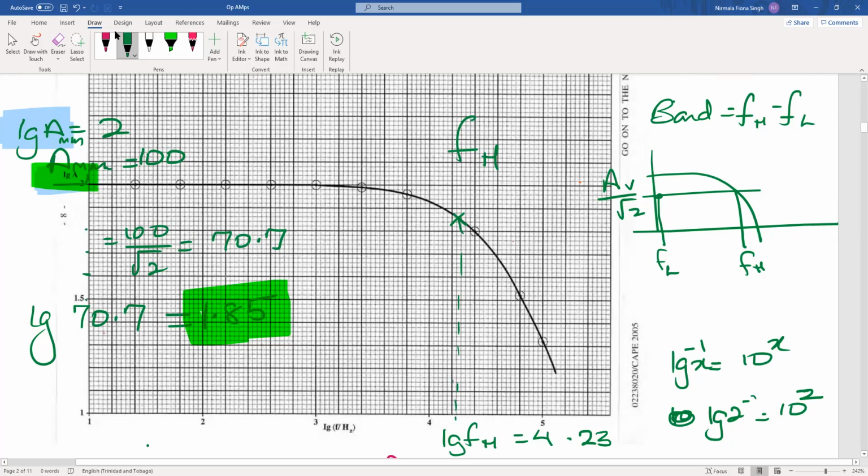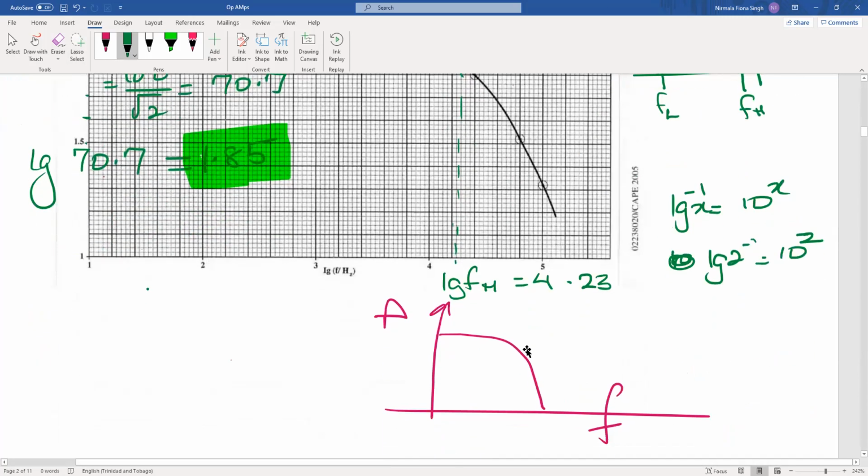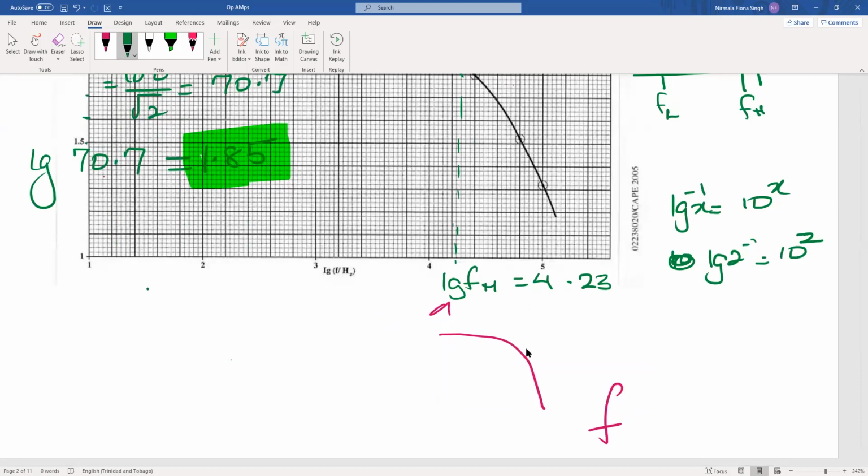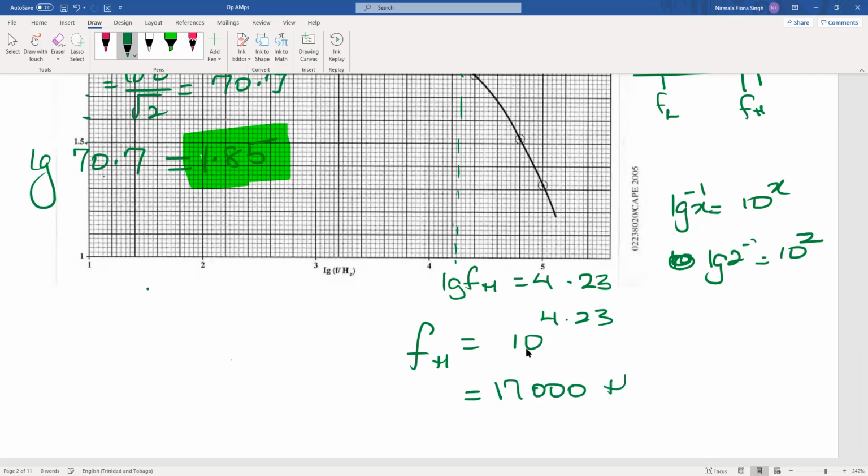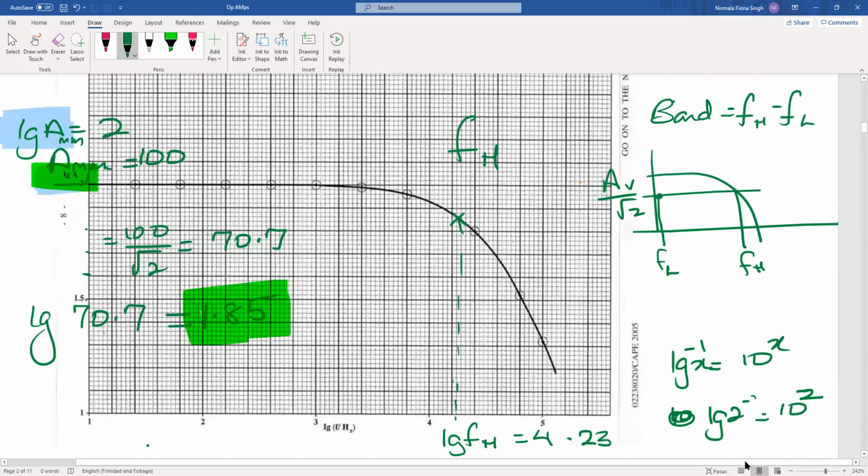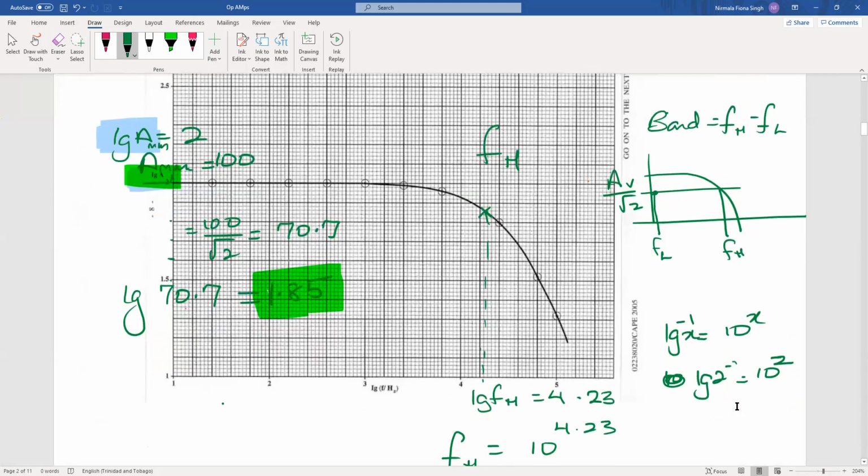If my log of FH is 4.23, then I could go ahead and read off my FH by finding the anti-log of 4.23. So FH will simply be 10 to the power 4.23, and you end up getting 15,000 or something, or 16,000, 17,000. You can round this up to 17,000 hertz. Everybody understood what went on there now? Where the little trick was?